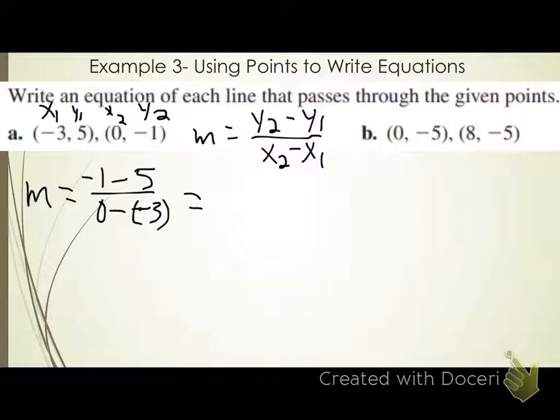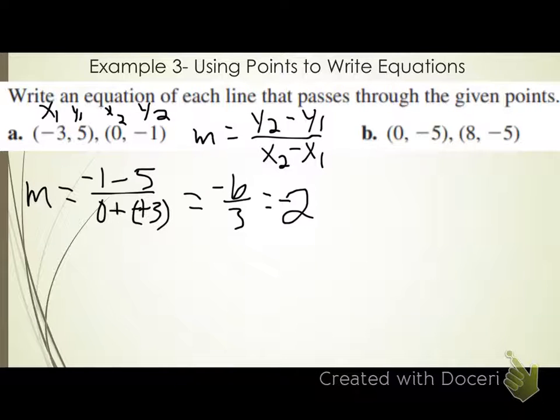Negative 1 minus 5, negative 6. 0 plus 3. Negative 6 divided by 3. Negative 2. So my slope is negative 2.